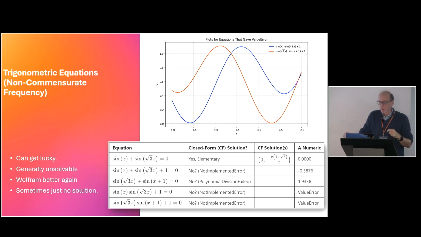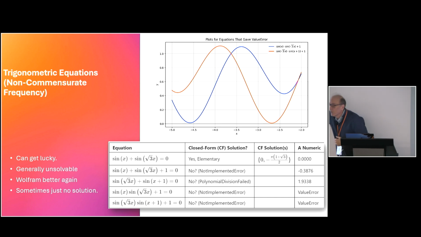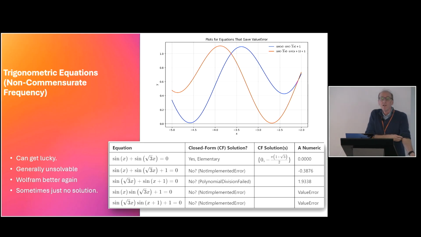Sometimes there is a numeric solution, but look at the two graphs here. They come very close to 0, but they don't quite touch. And from that, we can see that there's no solution. When we ask SymPy, our numeric method, to give us the numeric solution, it's going to give us a value error. So there's no solution at all.